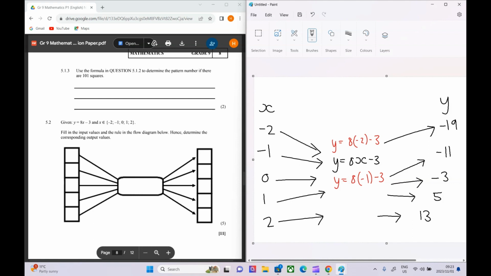Okay, so that's all a spider diagram is. We just plug values in and see what we get out on the other side.